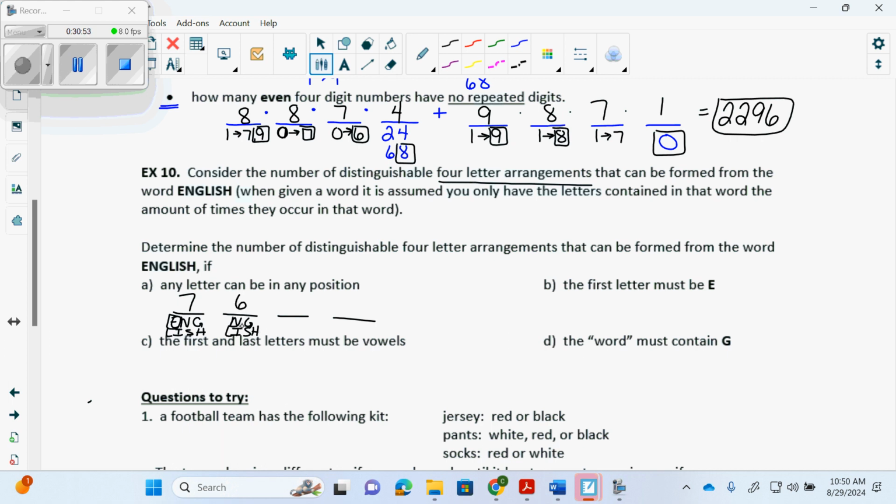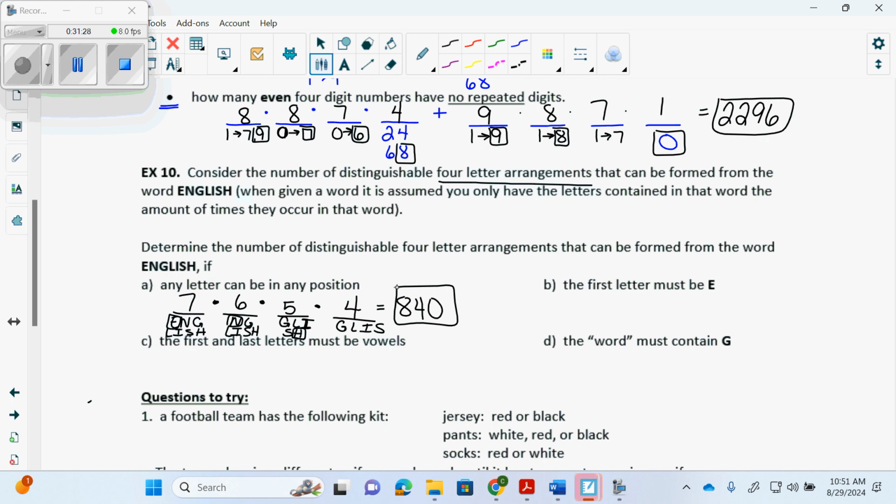Okay, pretend I hold the N. Then I would have GLISH. Writing is so messy. So I would have 5. Hold the H, let's say. Then I would have GLIS, which is 4. Then I have to remember to multiply using dots. And then I get 840. So there are 840 different words, distinguishable, I can make out of 7 letters, technically. Right? 7 different letters in the word English.